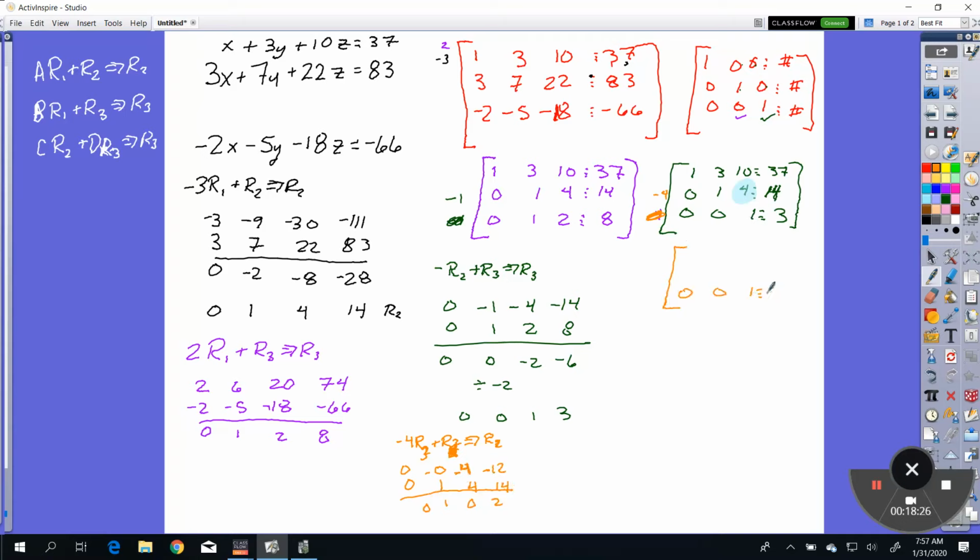0, 0, 1, 3. My bottom row didn't change. 0, 1, 0, 2. So that row is complete. The bottom row is complete. This says that z equals 3, y equals 2. I need to figure out what x is.